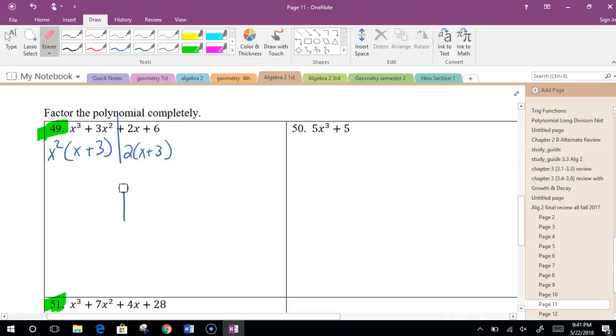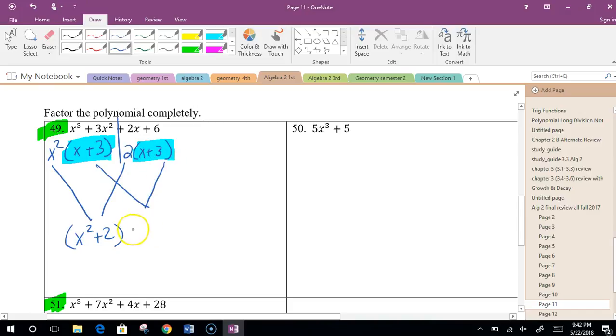And again, once you have a common factor here, then you're ready to group things together. So you group together the two GCFs out front, which would be a factor of x squared plus 2, because it's a positive 2, and then you would group together your common factor of x plus 3, and your question would be done.